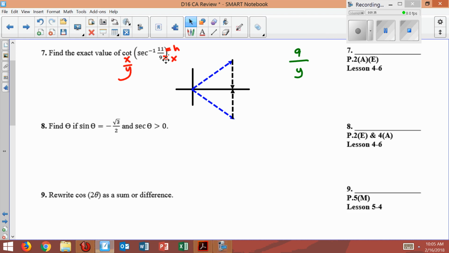Okay, this says that x is 9. So either way, this is 9 units long. And we also know the hypotenuse is 11. Now we can find the y. This is if it's positive. This is if it's negative. We can do so by using the Pythagorean theorem.